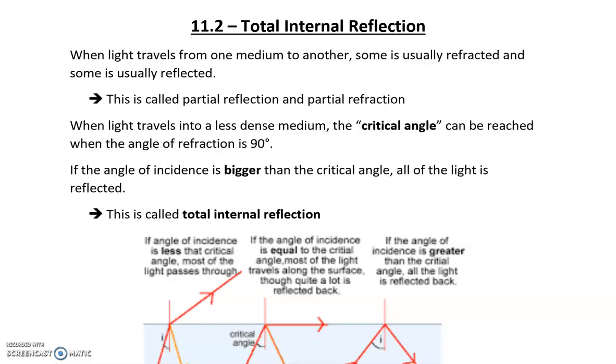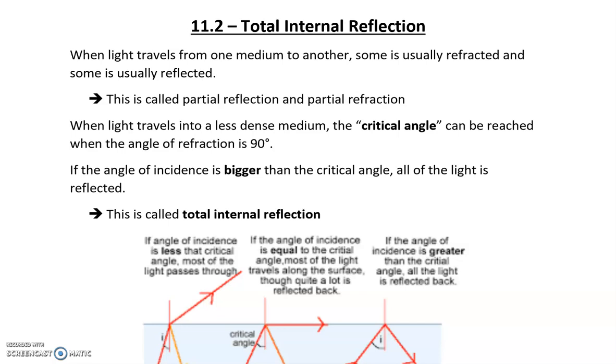When light travels from one medium to another, some is usually refracted and some is usually reflected, and we saw that in the semicircle. This is called partial reflection and partial refraction. Part of the light ray is reflected, part of it is refracted. You probably noticed the closer you got to that critical angle, the more reflection happened and the less refraction happened. That's interesting because the light rays are reflecting more and not refracting as much.